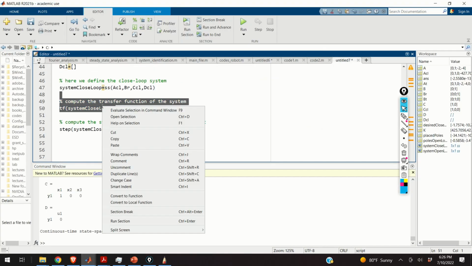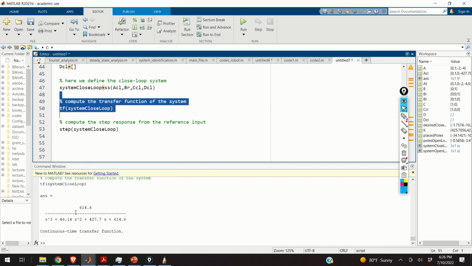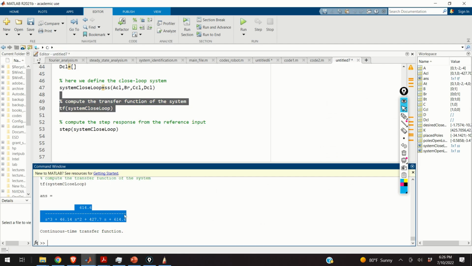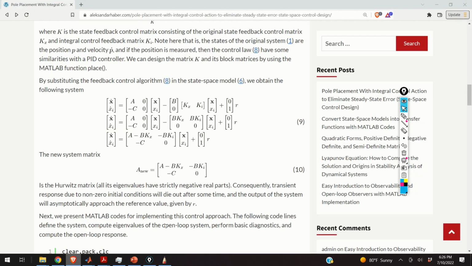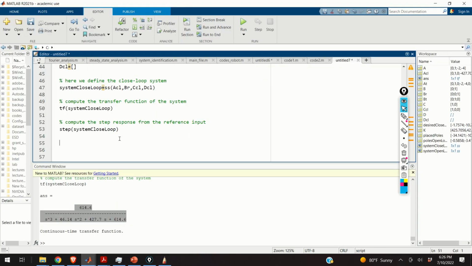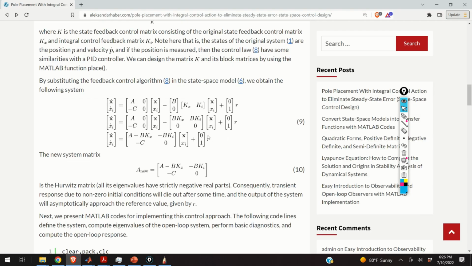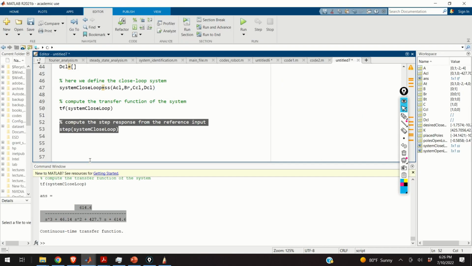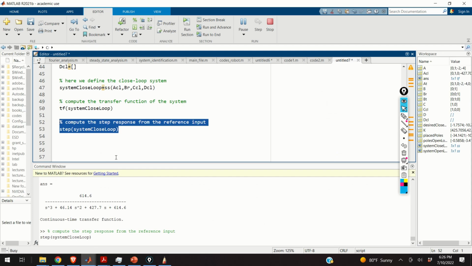And let's compute the transfer function to see what's happening over here. So this is the closed loop system transfer function from the reference signal. Watch out, here now the reference signal is the input and the output stays the output. Again, the input is now the reference signal. And let us compute the step response from R, from this reference signal, to the output of the system. Let's see what happens.